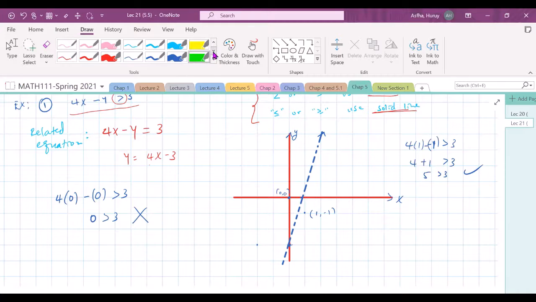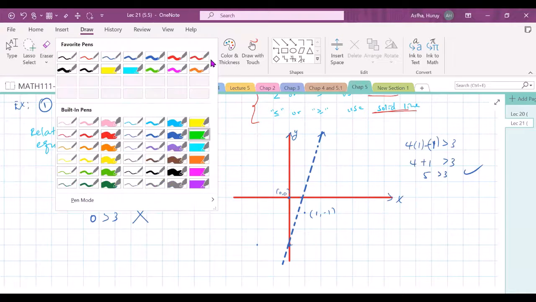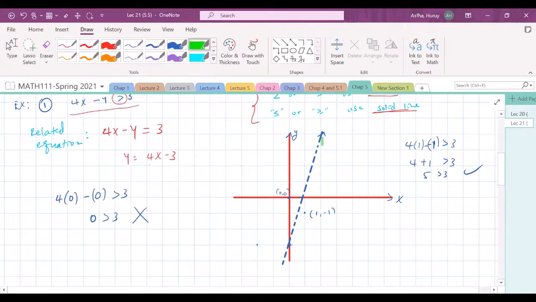I don't know if this is a good color. Well, let me see. Okay. So here is the area. All this is the solution to the inequality.